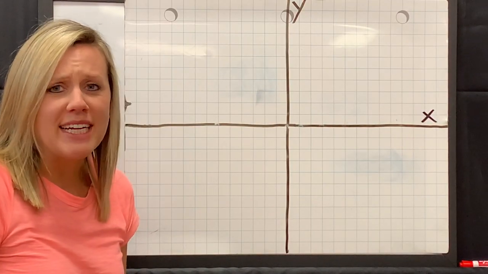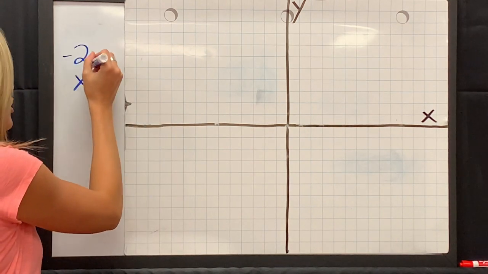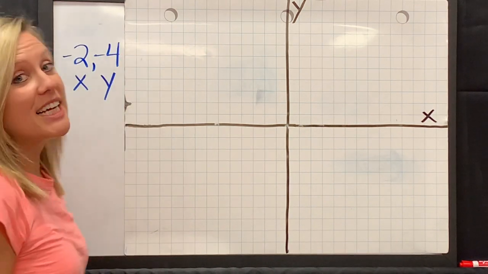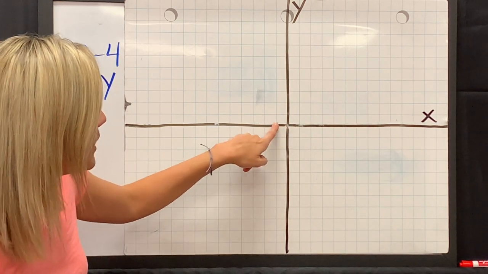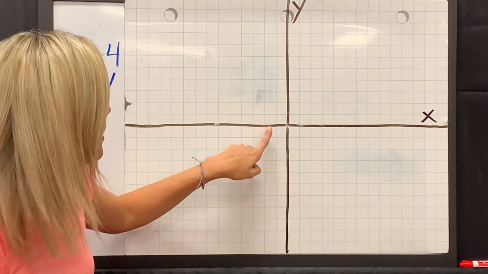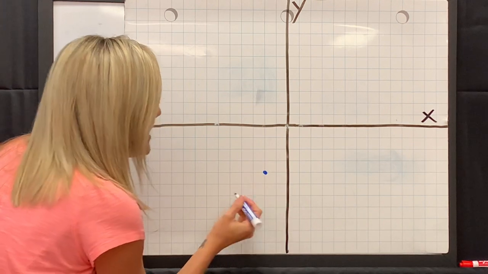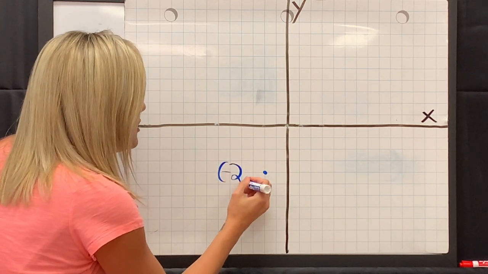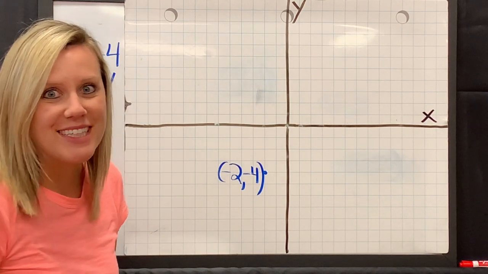All right, here we go again. Let's graph the point (-2, -4). So we're going to start at the origin again. We are going to move left because it's negative, 1, 2, and we're going to move down because it's negative, 4. 1, 2, 3, 4, and here is my point, (-2, -4).